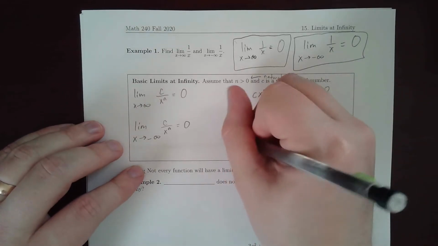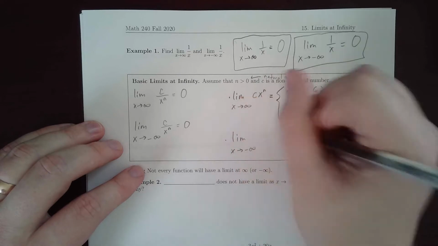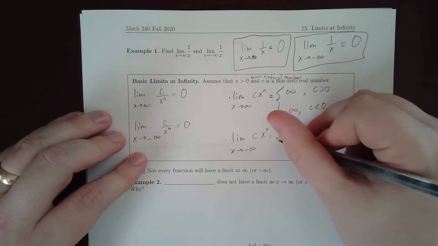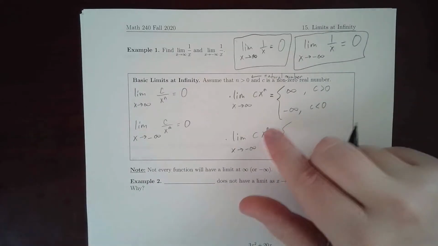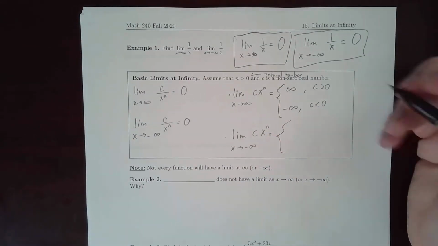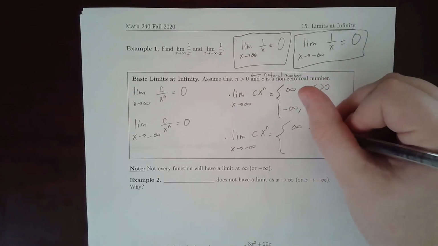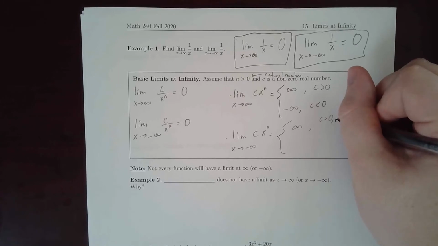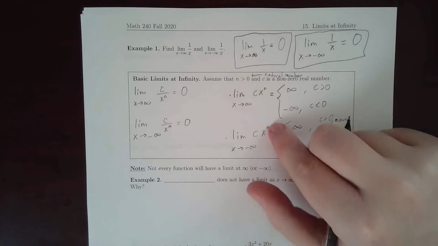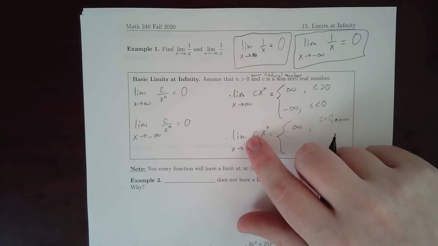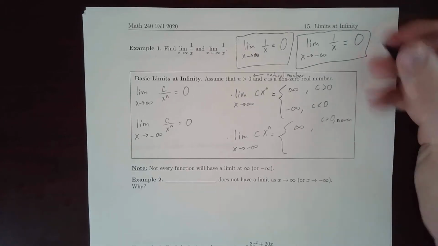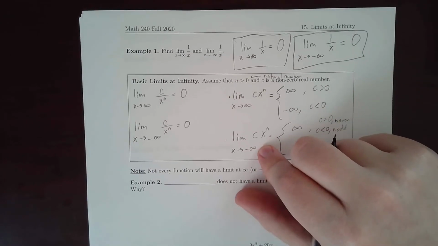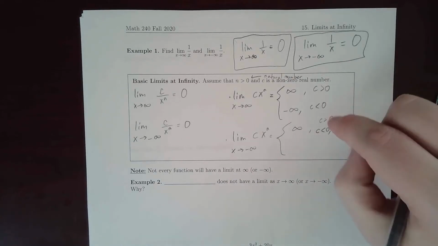Alright, now when we get into the limit as x approaches negative infinity of c times x to the n, this is a little more complicated still. Because not only do we have to worry about the sign of c, but we also have to worry about whether or not we have an even or an odd exponent. So it's going to be infinity if one of two things happens. If c is greater than 0 and n is even, then this negative number raised to an even power makes it positive, and c is positive, so positive times a positive gives us a positive infinity. If c is less than 0 and n is odd, then both of these terms will be negative, and so a negative times a negative will give us a positive.